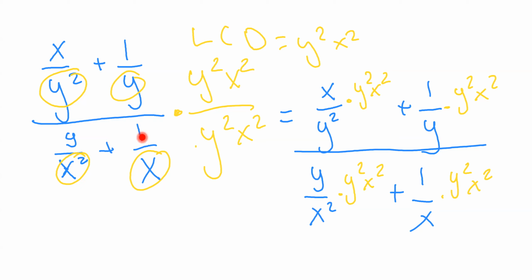Now we can cancel stuff out. So the y squared here cancels with the y squared here. The y cancels with one of these y's. The x squared cancels with this x squared. And this x cancels with one of these x's, right?